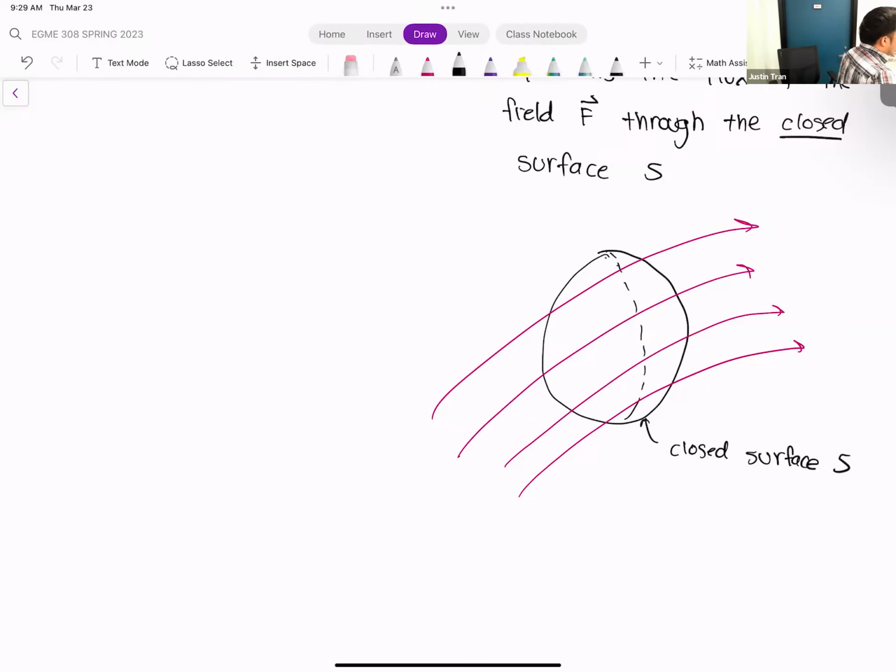And so based on this, just based on this image, we're not going to do any math at all. I can tell you what the surface integral, or what the flux of this vector field F through this surface, is going to be.